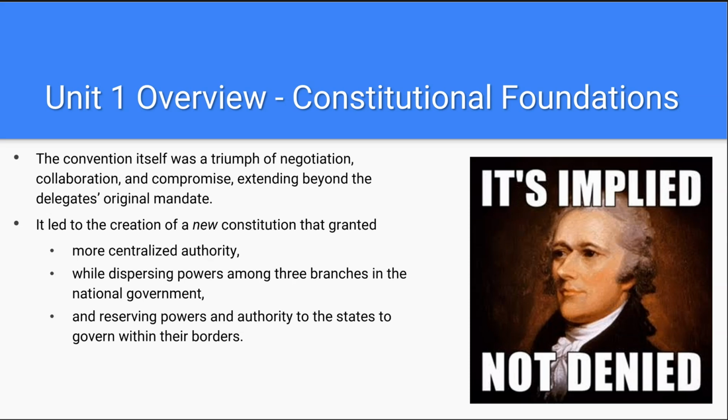But nonetheless, it leads to the creation of a new constitution that very impressively grants more centralized authority to a national government, divides the power among three separate branches in the national government, and reserves powers and authority to the states. So the national government isn't necessarily going to overpower the states. So amazing that we ended up with something that has this very delicate balance.